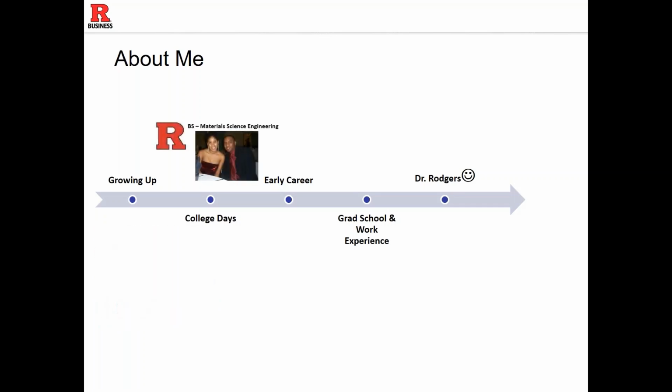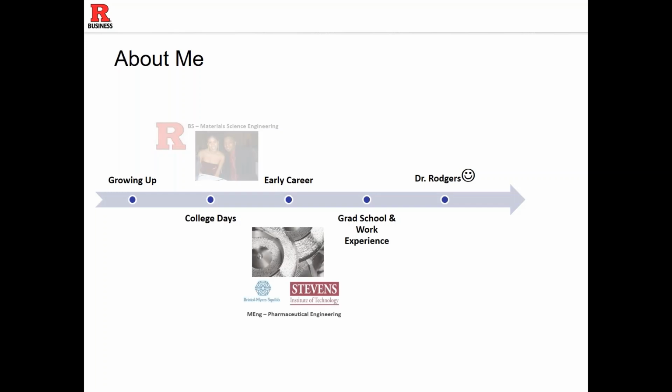That brought me to college, where I went to Rutgers University and studied materials science engineering, and I also met my wife there. As you can tell, these are the early 2000s, where style at that point wasn't particularly great, so bear with me. Early in my career, after leaving Rutgers, I spent some time, as Jabril had mentioned, at Bristol Myers Squibb, and also earned a master's in pharmaceutical engineering.